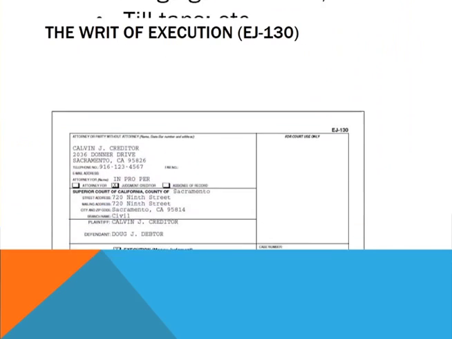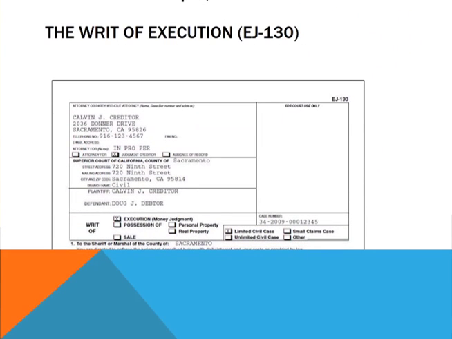The form itself is fairly straightforward, EJ-130, and the caption is just what you'd expect. You have to identify who you are in the case. You also would identify the plaintiff and the defendant. You'd indicate that it's a writ of execution.